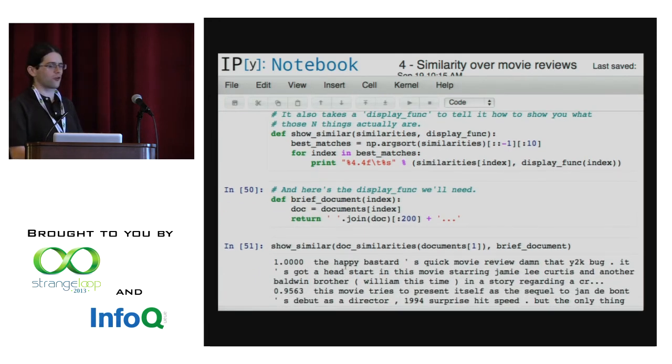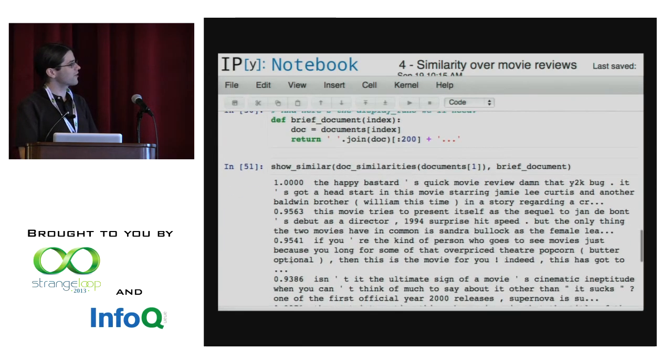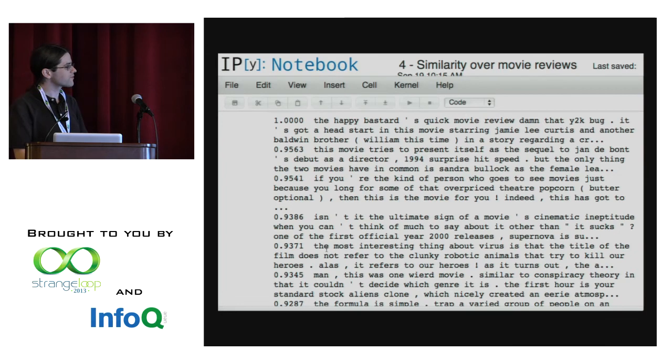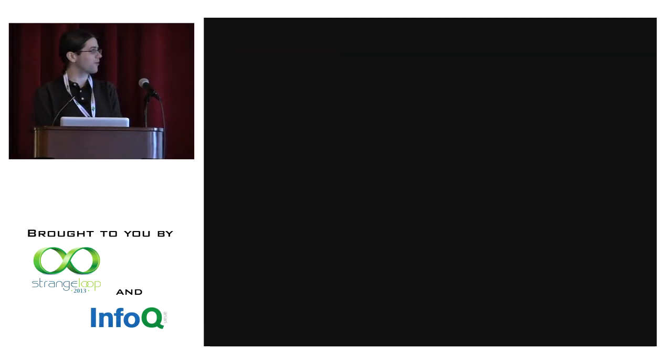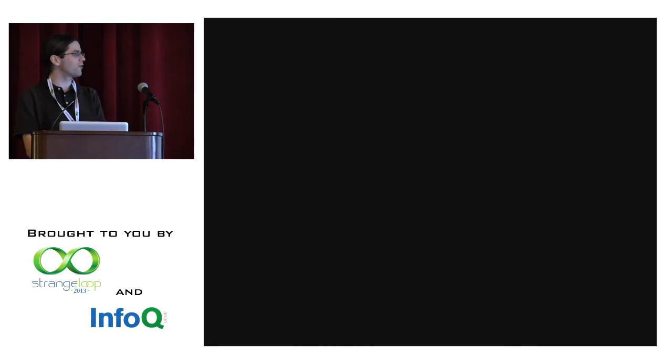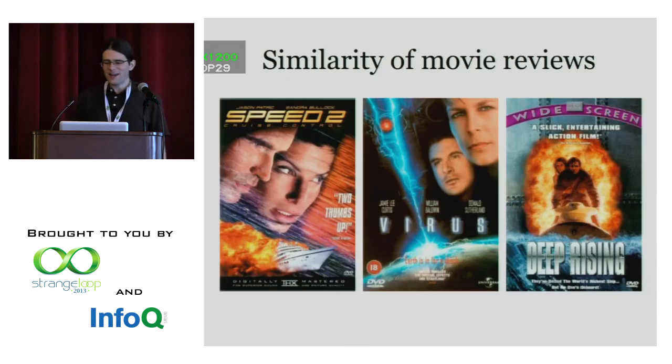The single most similar document is the review itself with 1.0 similarity. And then you get a bunch of other reviews. A lot of these are bad reviews of disaster movies, which very well may take place partially on a ship. We put in a review for Virus, and we end up getting a lot of reviews of Speed 2 Cruise Control and Deep Rising. And if you couldn't tell that these movies are all fundamentally similar to each other, you could also just look at the movie covers.